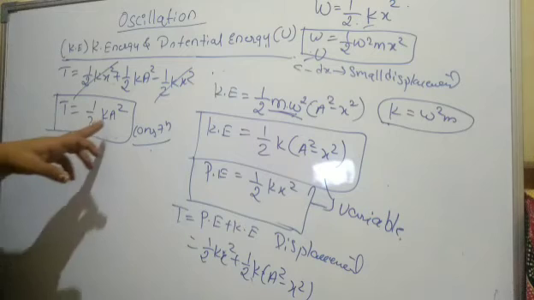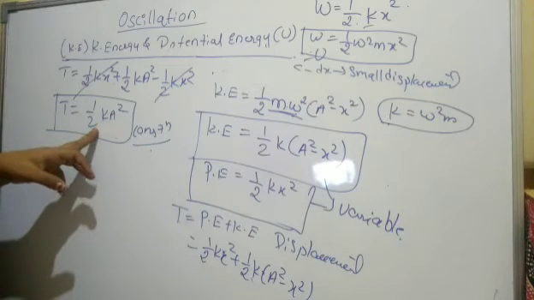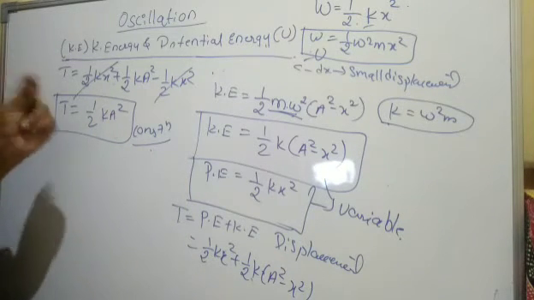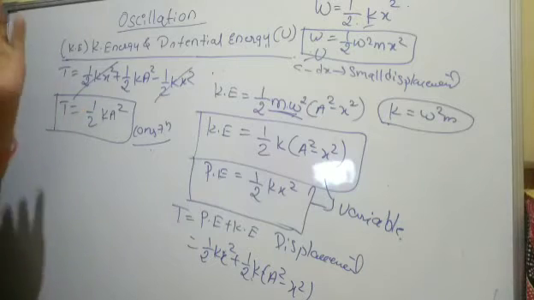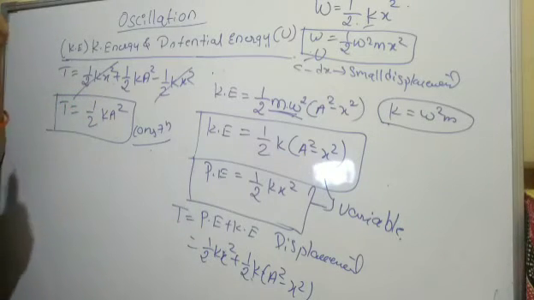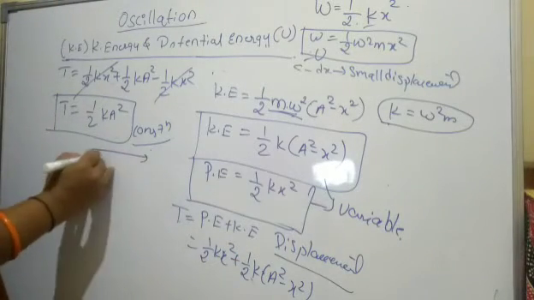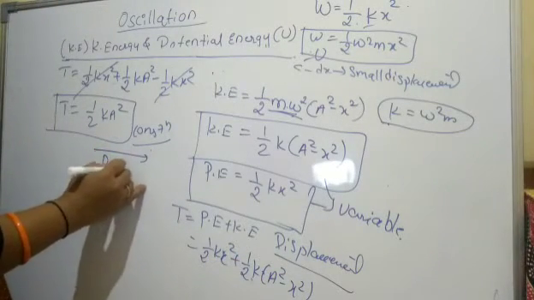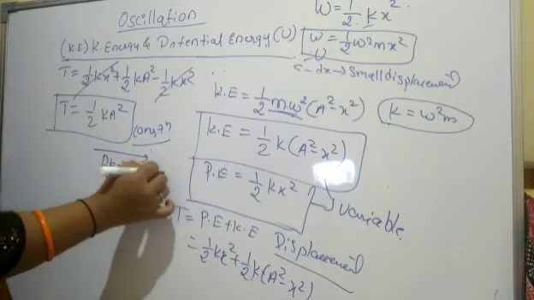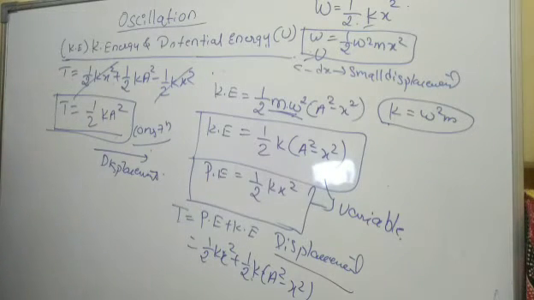What is this A? A is nothing but the amplitude, K is nothing but the constant force which is acting in the simple harmonic motion. So this part remains the same. So we have understood that when displacement is taking place by the particle, at that time energy is a constant.